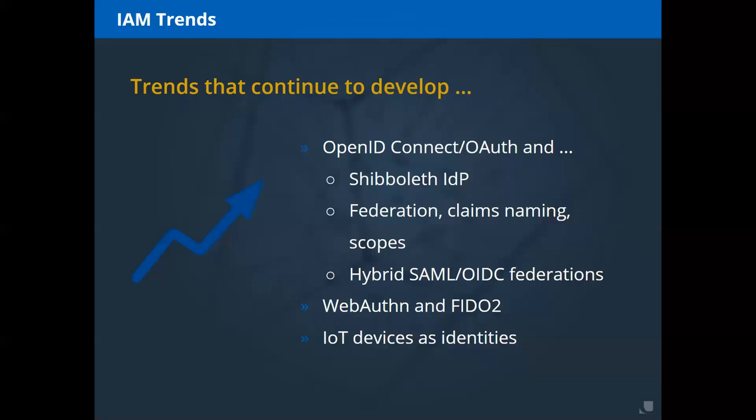And then trends like folks beginning to think about Internet of Things devices and perhaps managing those identities. Unicon has seen some RFPs out there where institutions are proposing to manage things like IoT devices as another type of identity in their identity and access management system. So those are the things we wanted to bring up today, and thanks.